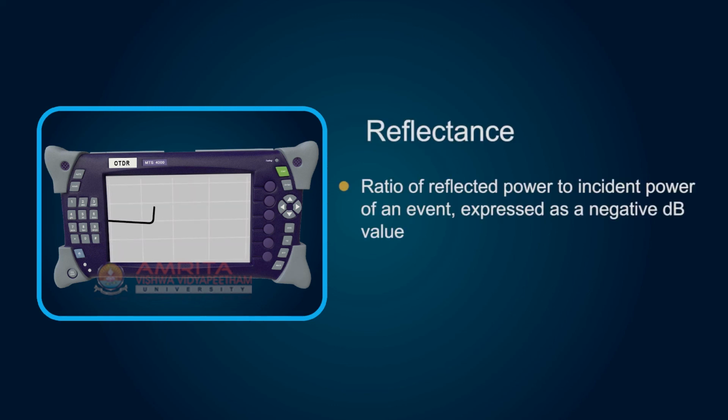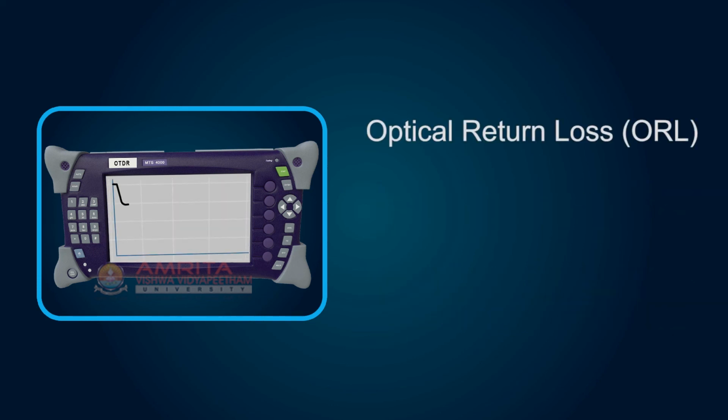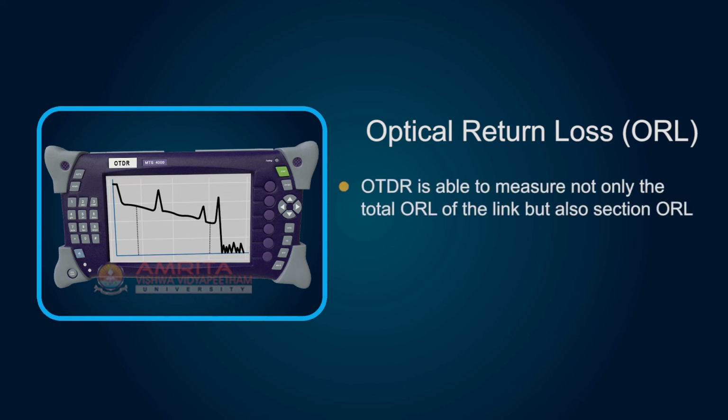Reflectance is the ratio of reflected power to incident power of an event, expressed as a negative decibel value. The higher the reflectance, the more light reflected back, the worse the connection. A minus 50 decibel reflectance is better than a minus 20 decibel value. Optical return loss, or ORL, is the amount of light reflected back from a feature. OTDR is able to measure not only the total ORL of the link, but also section ORL.